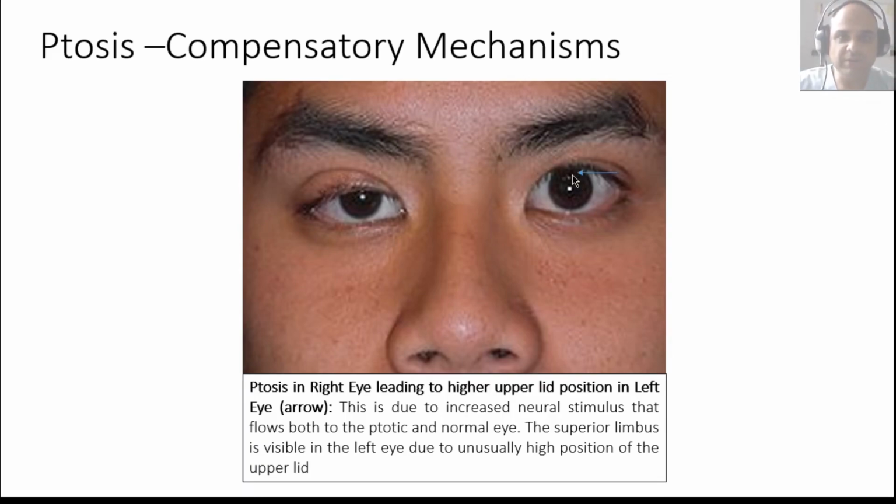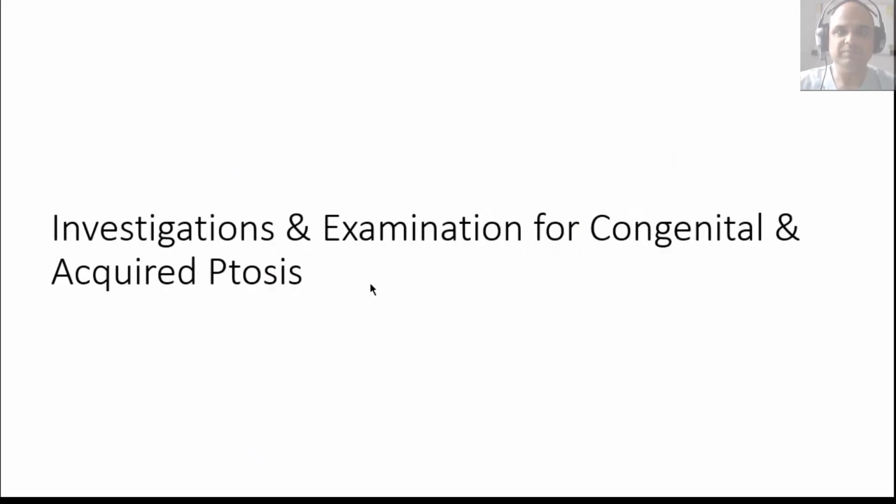And you can see the superior limbus. Normally, you can't because the upper lid covers the upper 2 millimeters of the cornea. But if I raise this lid, this would become ptotic more commonly or return back to normal. But that would just be momentary, because the upper eyelid would take on its normal position in a few moments.